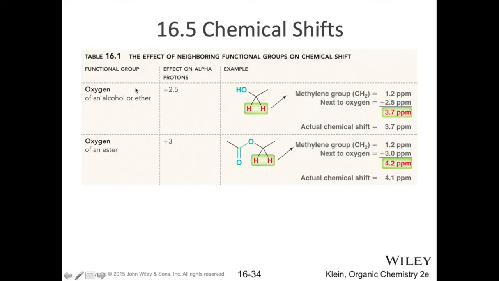So if your oxygen is part of an alcohol group or an ether, in other words you've got that oxygen with a hydrogen connected directly to that alpha carbon, your protons get shifted about 2.5 ppm further downfield due to the electronegativity of that oxygen. So for example, here we have a methylene carbon, a carbon with 2 hydrogens attached to it, and your starting point for those hydrogens would be about 1.2 ppm.